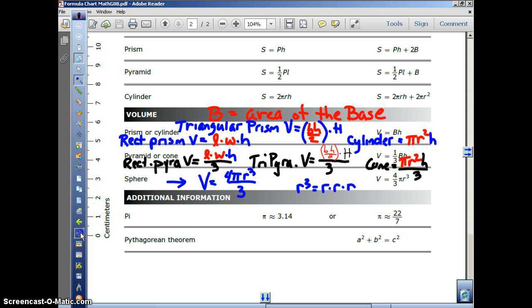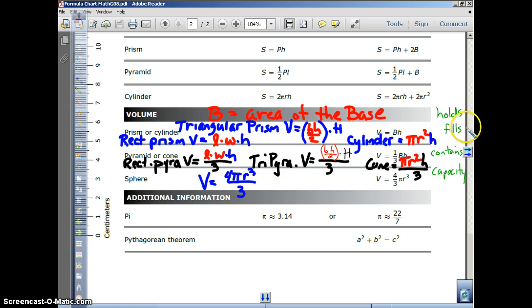Let's write down some clue words that imply volume, and this is just a few of them. We'll get you some more later. Holds. If the word problem says it holds liquid, you're filling something up, it contains, maybe the word capacity, that means you're filling something up, and you might be dealing with a volume problem. Do I need to pause?